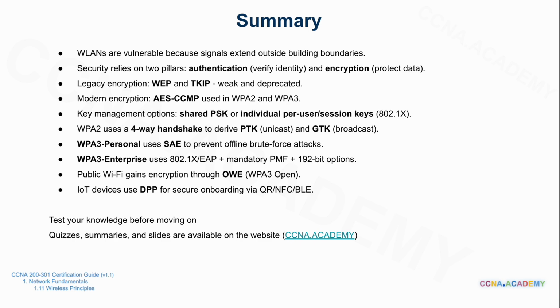Wireless networks must be designed with RF fundamentals, channel planning, and security in mind. Modern bands like 5 and 6 GHz improve performance, while AP architecture and management tools simplify deployment. Strong security, through WPA2 or WPA3, AES encryption, and 802.1x authentication, protects users and data.